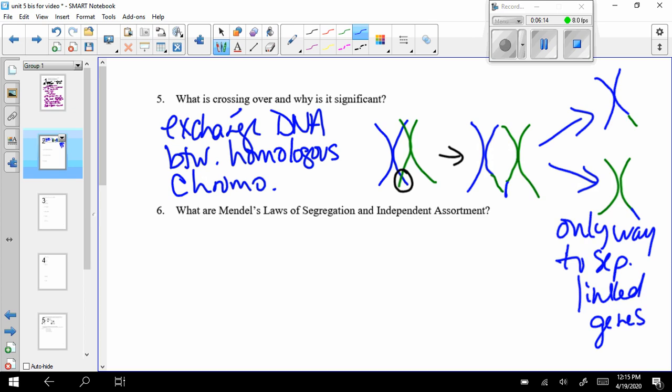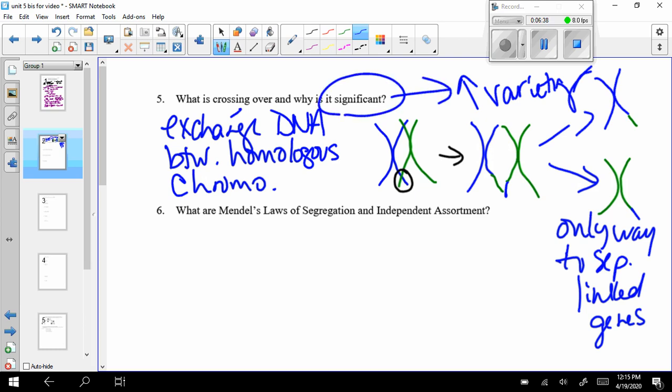So I always use that example of linked genes like freckles and red hair. And so most often you see those traits inherited together because they're on the same chromosome. The only way that you would separate them and not see them together is if crossing over happened. So again, this also increases variety. That's the significance of it. It gives you a new combination of genes.